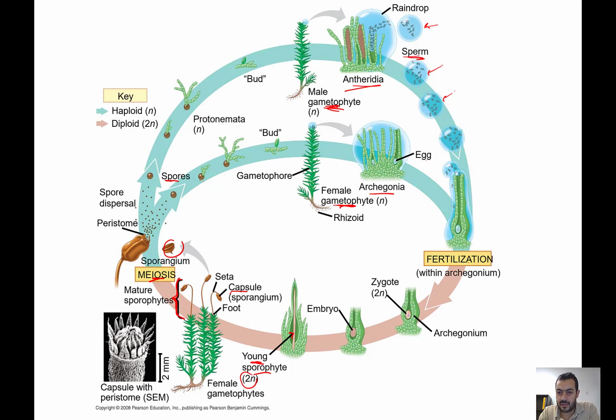Once fertilization happens, we will have this zygote. Fertilization brings us back to a diploid structure. This zygote will grow to form the sporophyte, and the cycle will continue again.